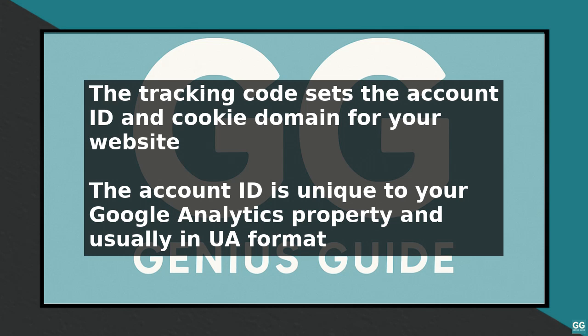Then, you will see the tracking code itself, which is usually in the format of ga('create', 'UA-XXXXXX', 'auto'). This line creates a new tracker object and sets the account ID and cookie domain.